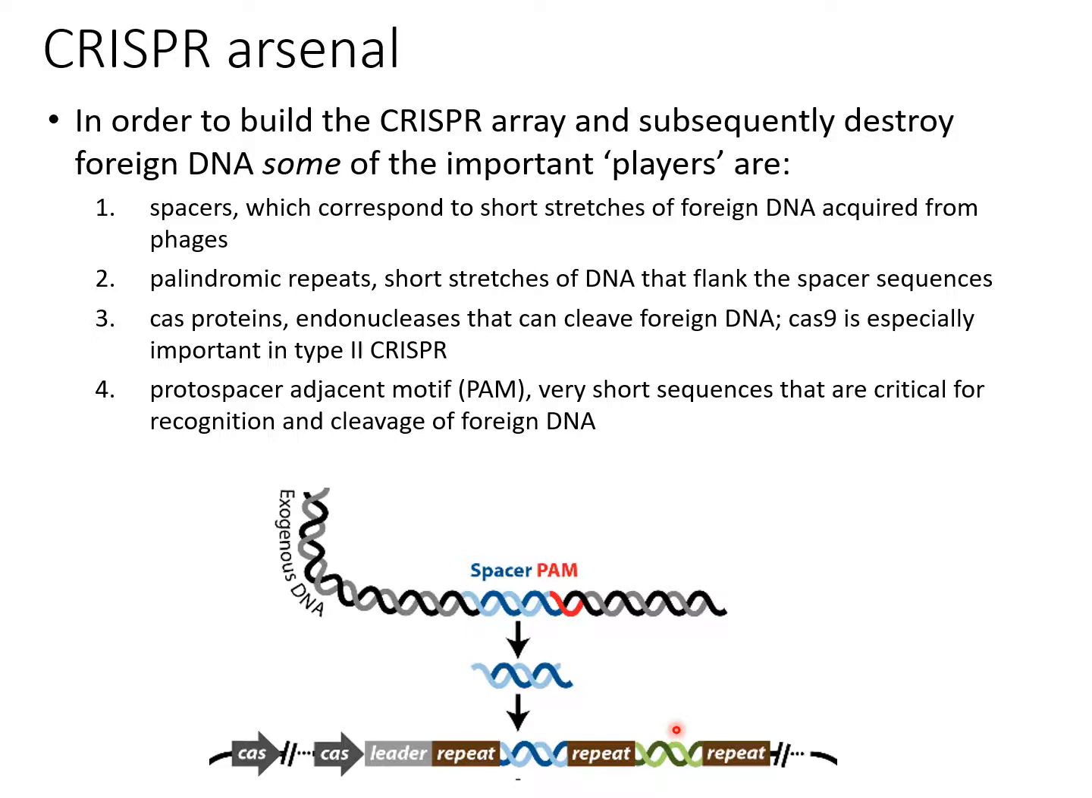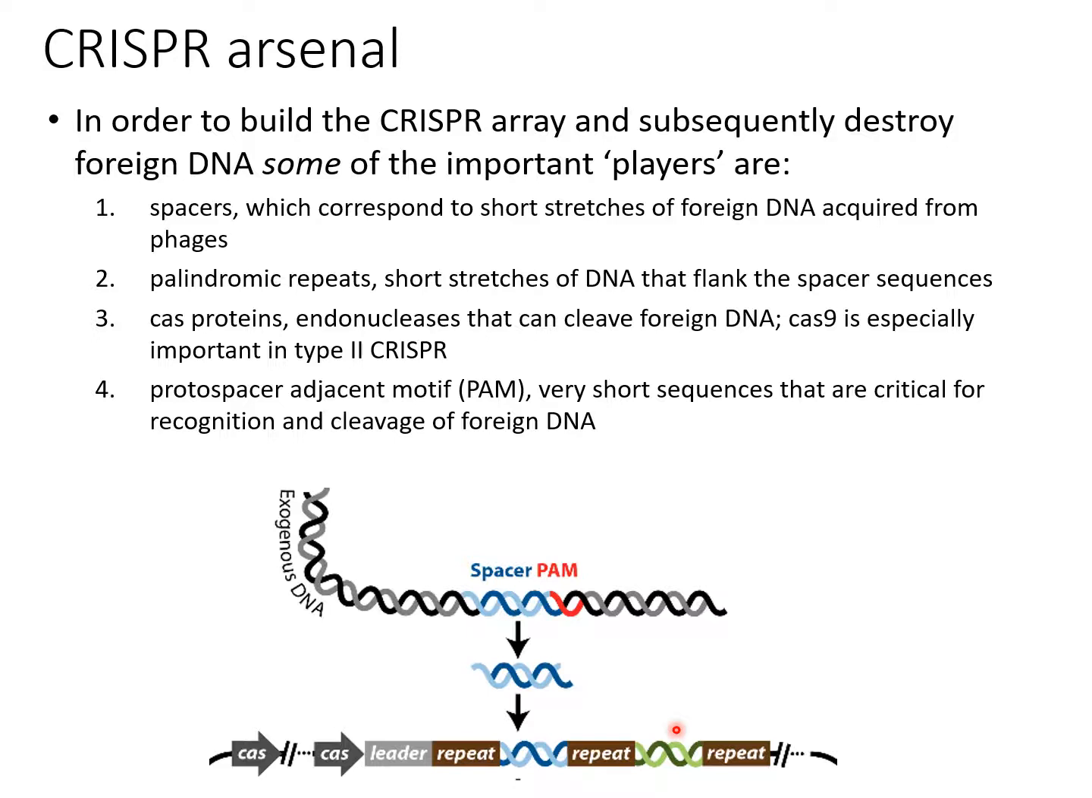Now there is more to the CRISPR arsenal than just spacers, which we've talked about, and repeats, which we've talked about. A very essential part of the CRISPR system are something called Cas proteins. Cas proteins have primarily endonuclease capabilities. That means they're able to cleave foreign DNA.